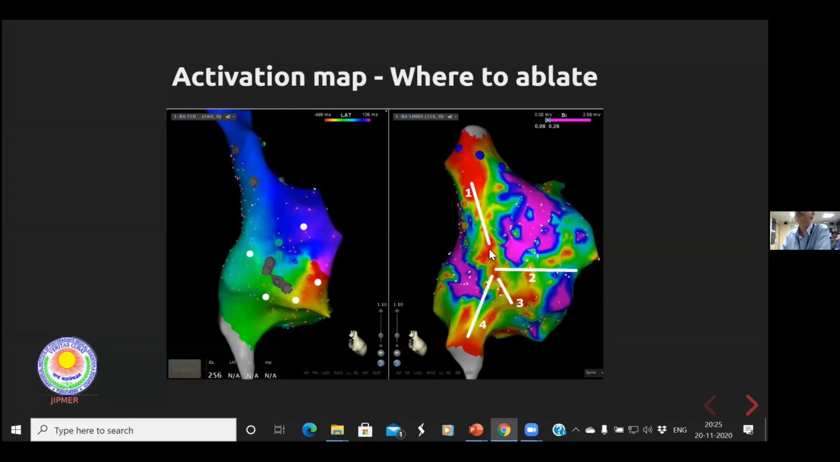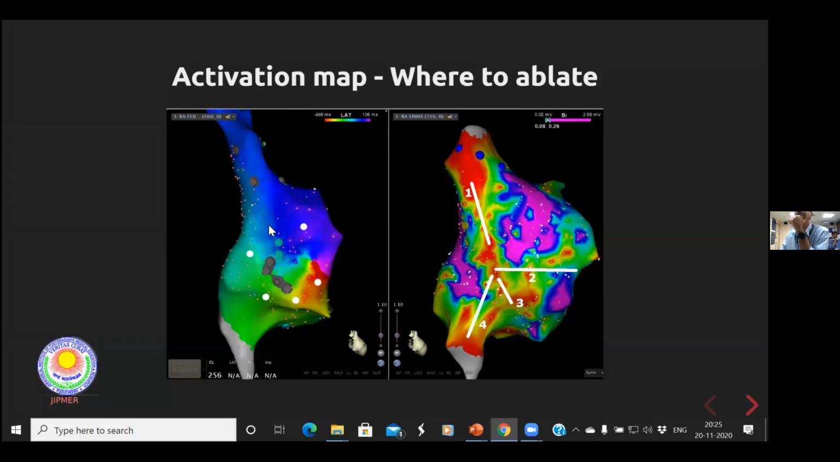So here, for example, with this circuit, we have a few different lines you can do. You can draw a line from the scar to the SVC, from the scar to the tricuspid annulus, from the scar to the lower end of the scar, or from the scar to the IVC. So this is just looking at the anatomy based on the substrate map. But you also look at the activation map.